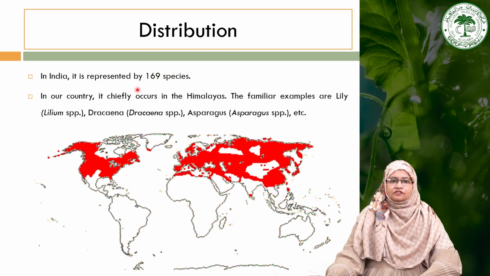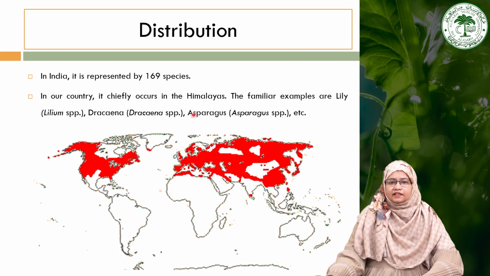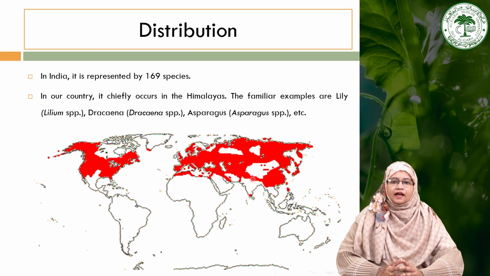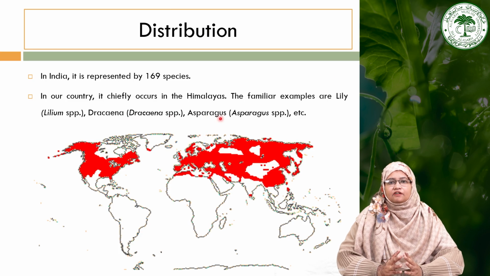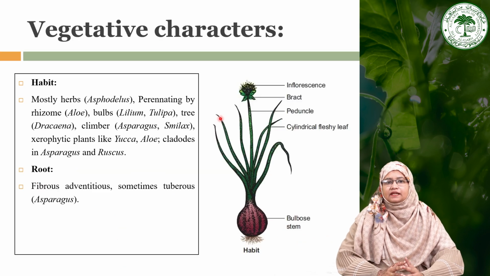In India, it is represented by around 169 species, and in our country it particularly occurs in the Himalayan region. As we can see, this is the Himalayan region. It chiefly occurs in the Himalayan region, but it is also present in other parts of the country. The main familiar members of this family are lily, botanically called Lilium species, Dracaena and asparagus. These are some members which occur commonly in India, and this is the distribution pattern of the family Liliaceae.